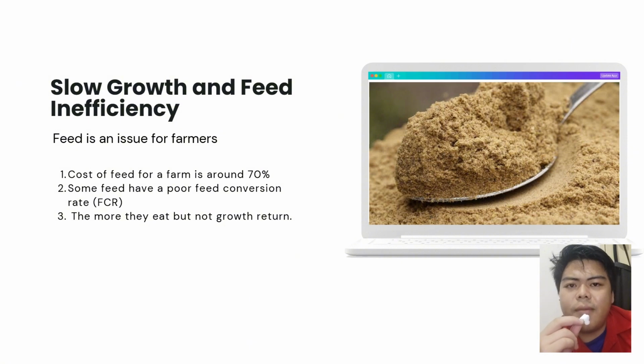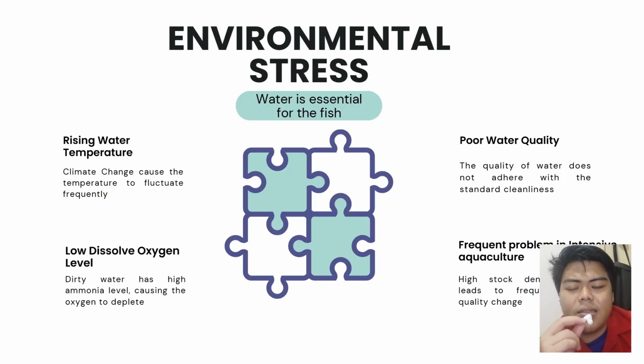And finally, we have the problem of environmental stress. Nowadays, the earth is changing, especially the rising temperature, the rising water level, and the poor water quality, which makes it harder for most species to survive in their own home, which is the water they live in, especially in intensive water farming systems.